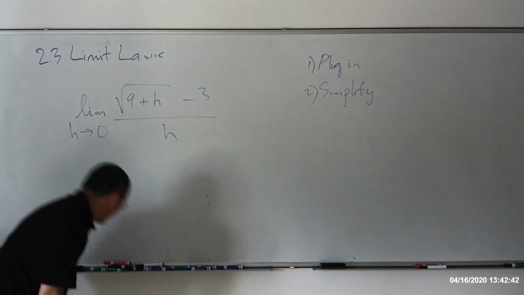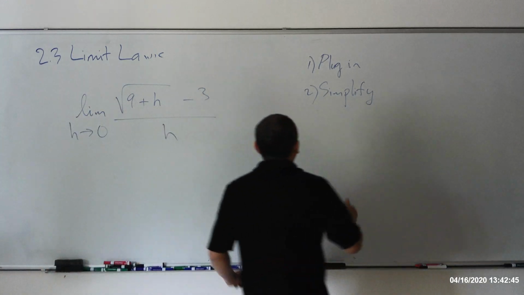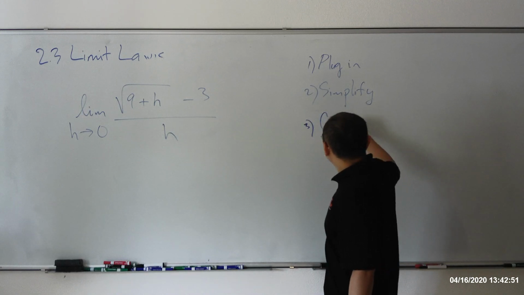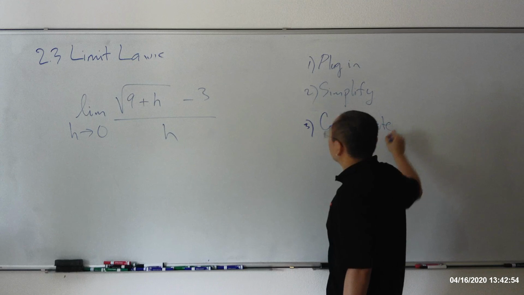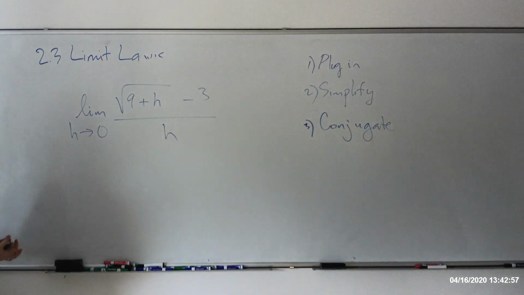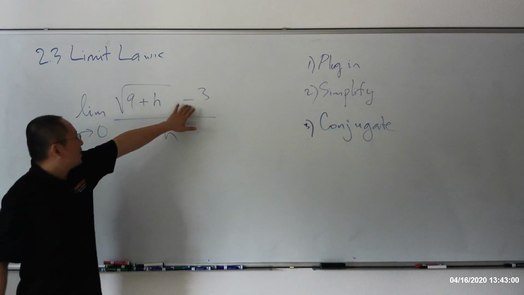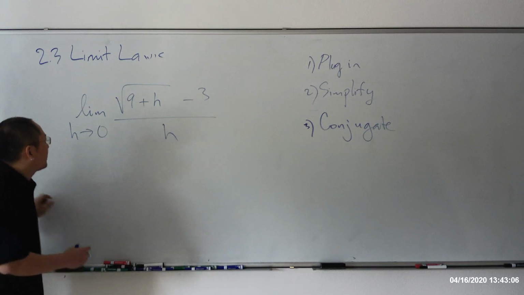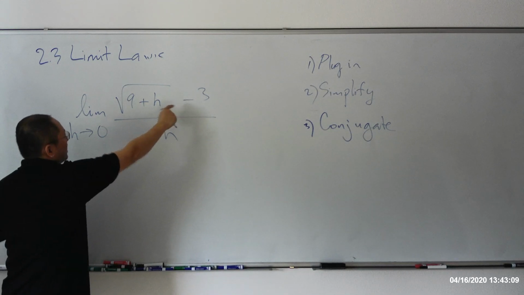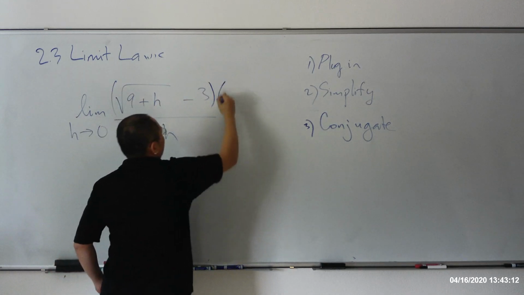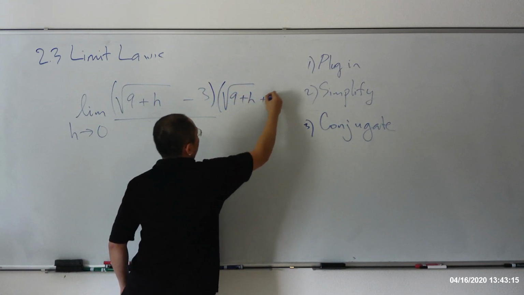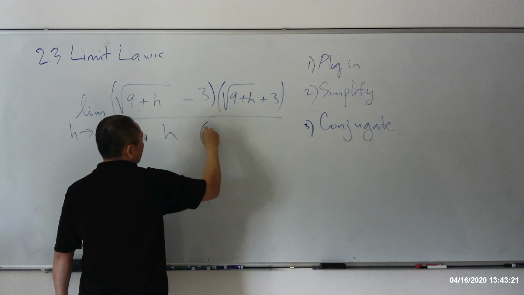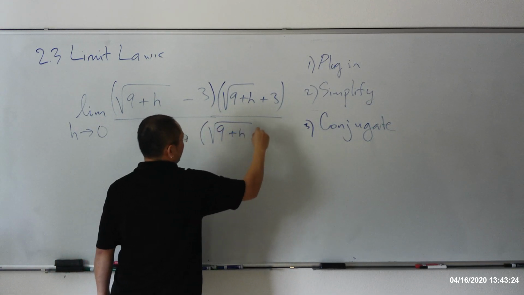The technique I'm trying to bring to you is to multiply by the conjugate. Basically, conjugate means we change the sign in the middle. It could be on the numerator or the denominator. So the conjugate of square root of 9 plus h minus 3 is square root of 9 plus h plus 3. You see what we've done? We change the sign of that numerator.